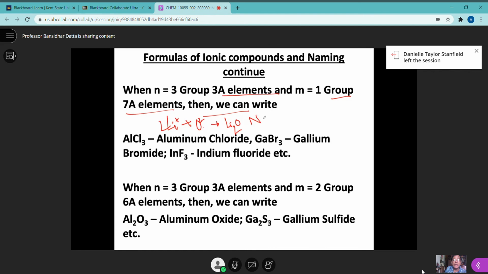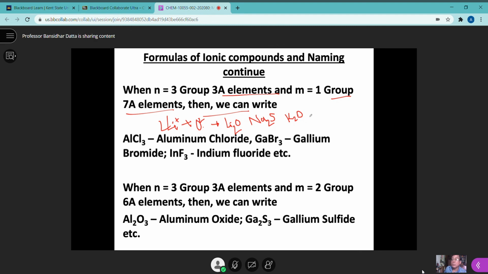Likewise, you can make sodium, which is plus 1, group 1A. And you can also make a compound with sulfide, which is 2 minus. So 1 plus, 2 minus, so you have to get 2 of them. So you have 2 sodium and 1 sulfur, sodium sulfide. Likewise, you can make the same thing with potassium, arsenide, etc. Potassium oxide, K2O, and so on. So this is group 1A and group 6A.